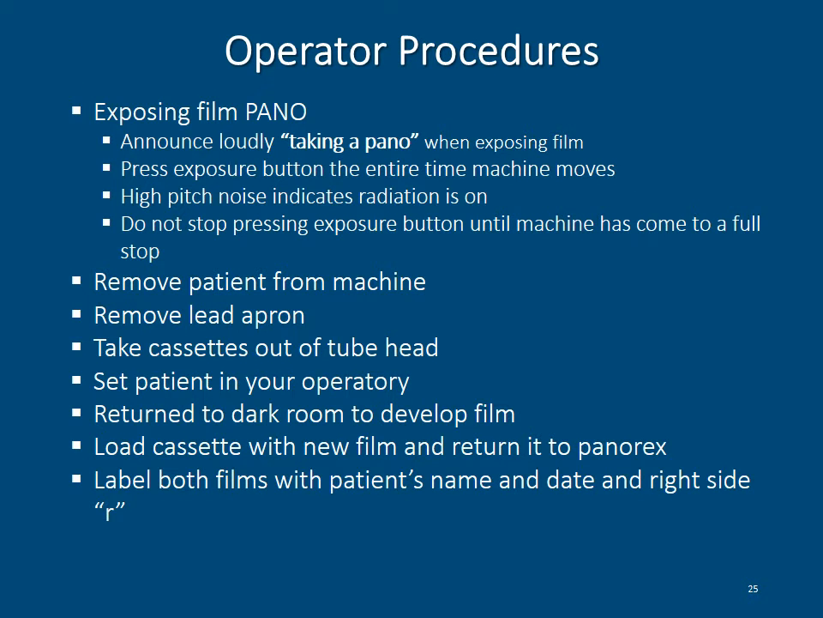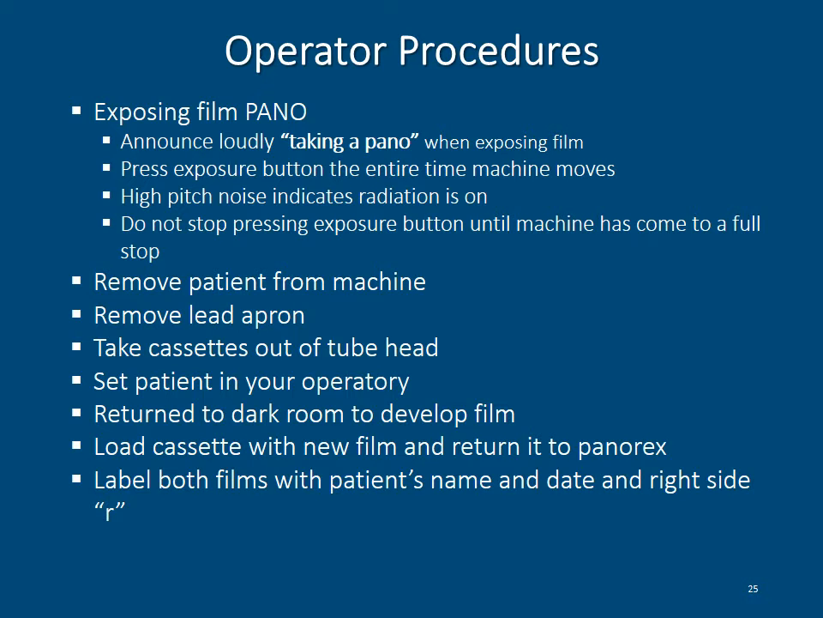When exposing any of the panoramic radiographs, you want to announce quite loudly that you are taking a pano. This informs all people walking through the hallway to avoid this area during this time. They will hear the high-pitched noise that the machine makes, which lets you know that the radiation is actually being sent to the film. You will press the exposure button the entire time, just as you do with an intraoral radiograph, and you do not stop pressing, because it will stop the radiation exposure before the machine has made its full rotation.